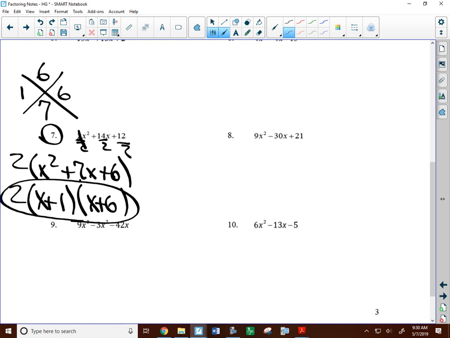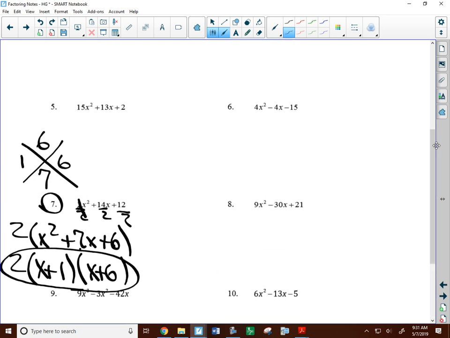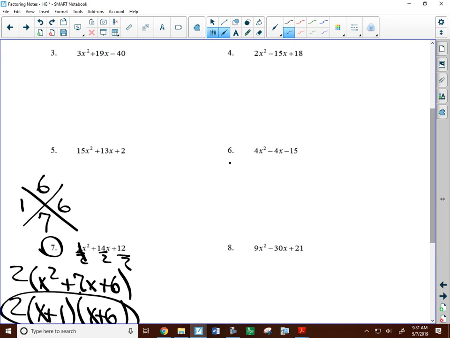So let's do a couple where a is not 1. So we got 2 and 7. Questions on those? So let's do 9. Let's do 6. 4 would be a GCF one. 6 is good. 4 could be a GCF one. Oh, sorry, 9. Yeah, 9 would be, because you've got at least the x in there.